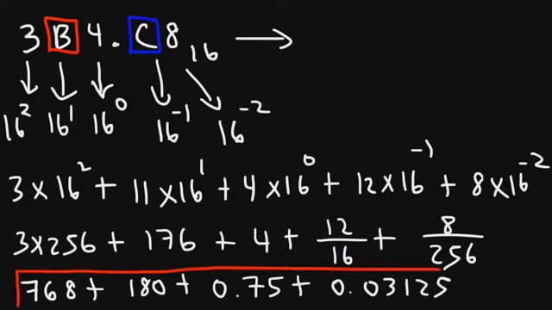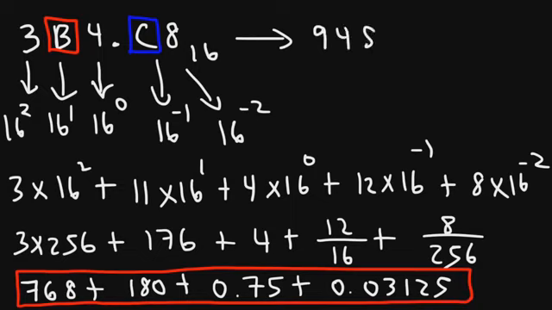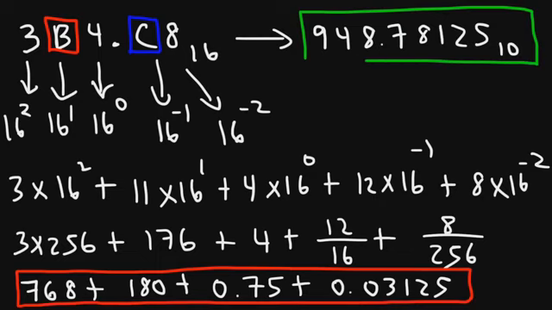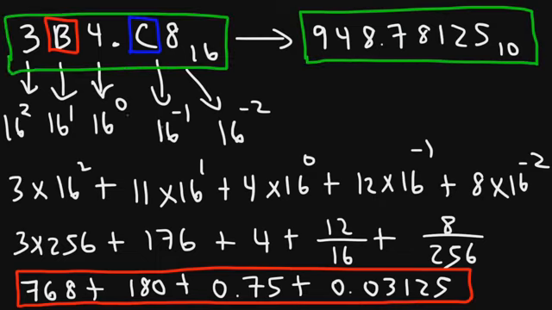So let's go ahead and add these numbers. And so you should get 948.78125. And this is in the base 10 system. So that's how you can convert a fractional hexadecimal value into a decimal value.